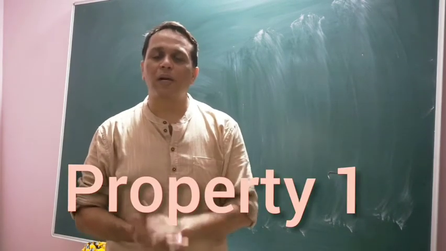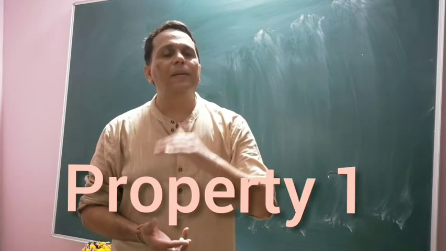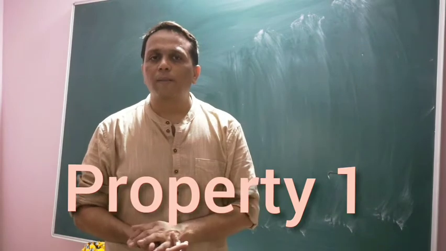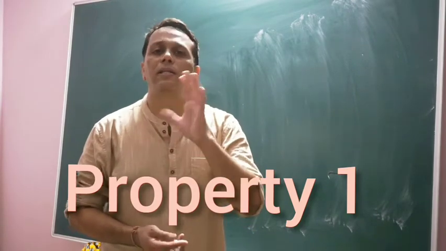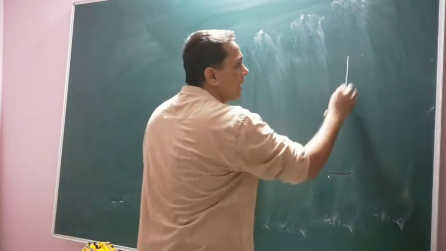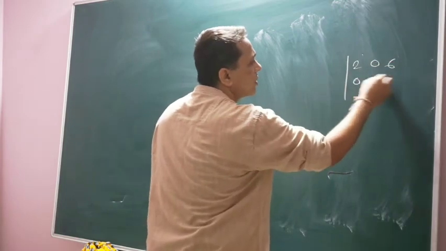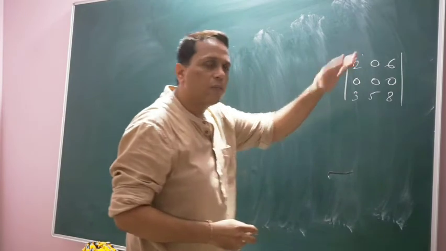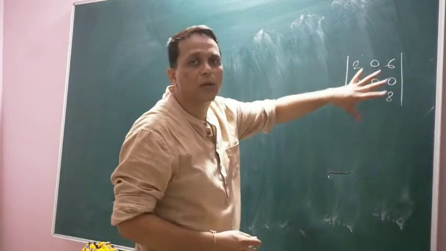The first property is, if all the elements of a row or column of a determinant are 0, then the value of the determinant is 0. For example, this is a determinant whose second row has all elements 0, so the value of this determinant is going to be 0.